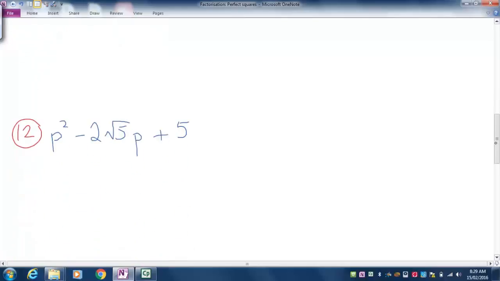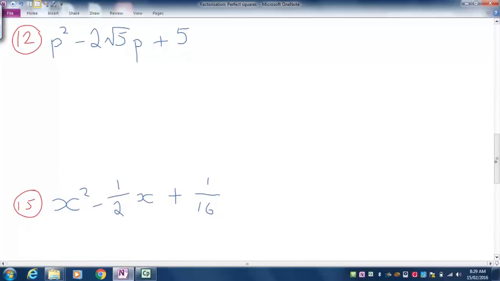Scrolling down to number 12. This one looks difficult because we've got a third in the middle, but it's really not that hard if you just follow that same process. So perfect square is going to be something in brackets all squared. First term, take the square root of p squared, gives me p. The last term, I need to take the square root of 5, and the square root of 5 is root 5.